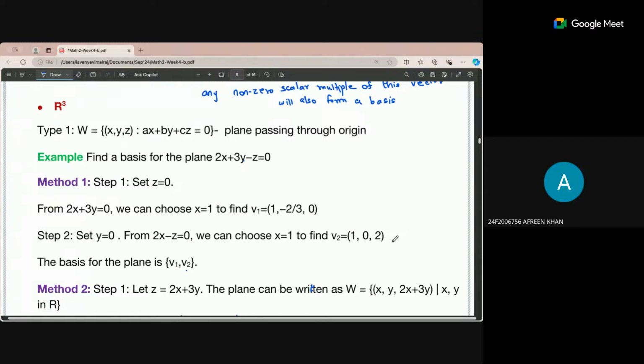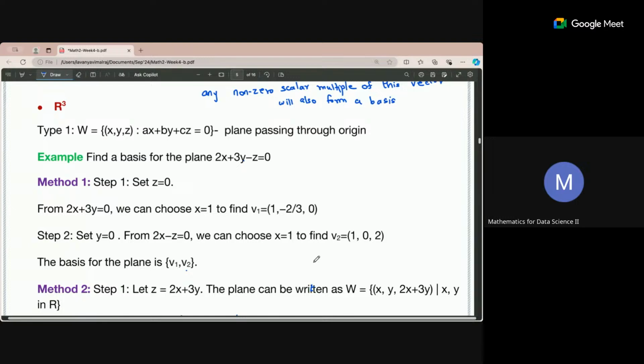Ma'am, in method one, we are considering z as the independent variable. I am not saying dependent or independent here. Here we are just taking z as 0. You can in fact take x as 0 or y as 0. That is up to you, that's not a problem at all. You can choose any one of the variables as 0 and do the same thing. It will work.